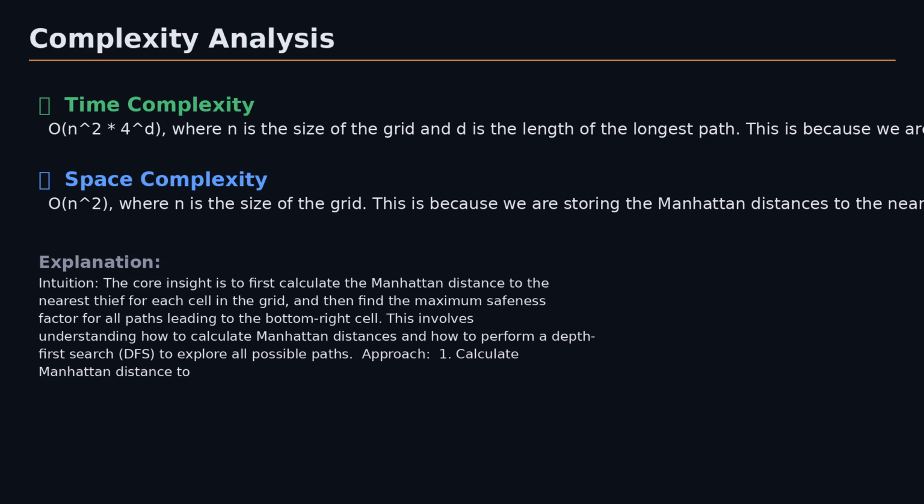Now, let's analyze the time and space complexity of this solution. The time complexity is n squared * 4^d, where n is the size of the grid and d is the length of the longest path. The space complexity is n squared, where n is the size of the grid. This is because we're storing the Manhattan distances to the nearest thief for each cell, and also using a queue to perform the BFS traversal and a set to store the safeness factors encountered during the DFS.